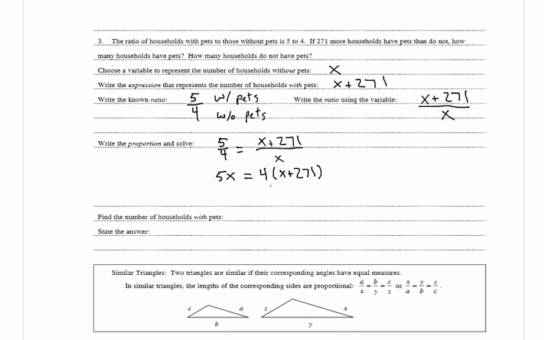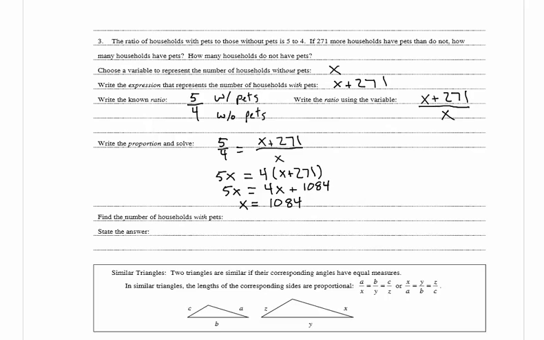And now we're going to distribute the 4 through the parentheses. So we have 5x is equal to 4x plus 4 times 271, which is 1084. And now we're going to subtract 4x from both sides, and we get x is equal to 1084. And remember that 1084 represents the number of households without pets.